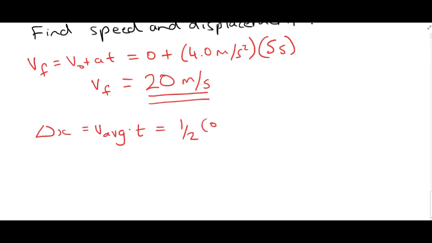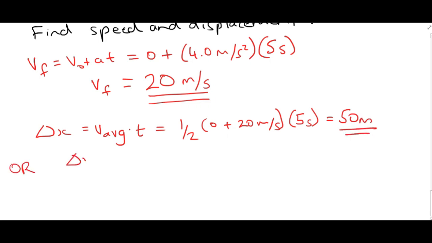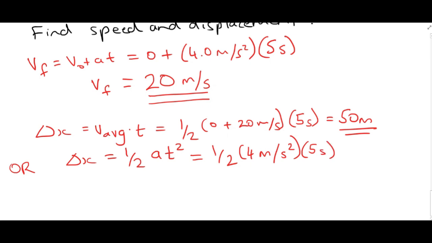And this is equal to half of the initial velocity, which is 0, plus 20, which is the final velocity, and multiply by 5, and we get 50 meters. There's also another way of finding it. We can use the formula delta x is equal to half AT squared, which is equal to half of 4 meters per second squared, multiplied by 5 seconds, all squared, which would give us an answer of 50 meters.